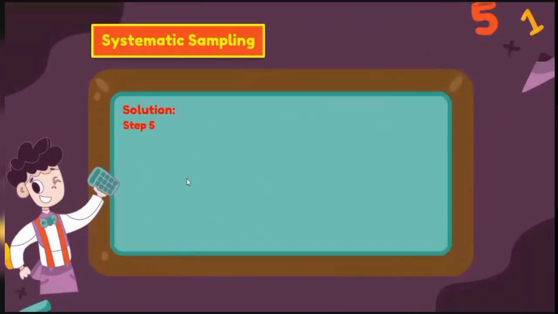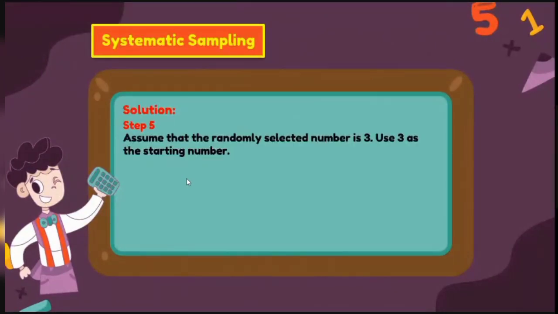So for step number 5, assume that the randomly selected number is 3. So use 3 as the starting number. So ito yung tinatawag kanina natin na random start, di ba? From numbers from 1 to 8, di ba? We can use other sampling techniques like random sampling, di ba? By applying random sampling or lottery method, let's say we arrive with 3. So for this part, yung 3 will be our starting number for this given problem.